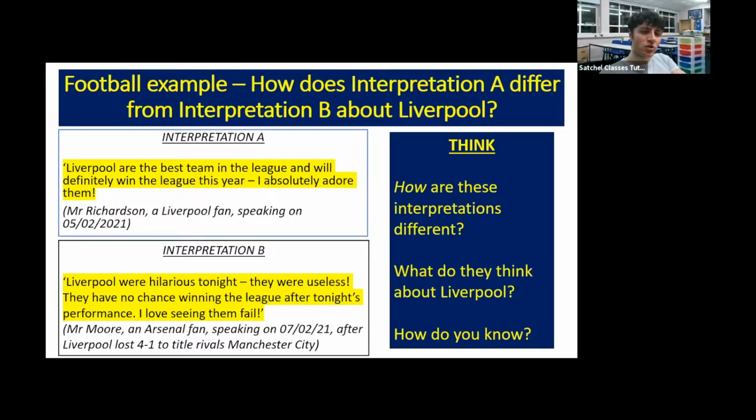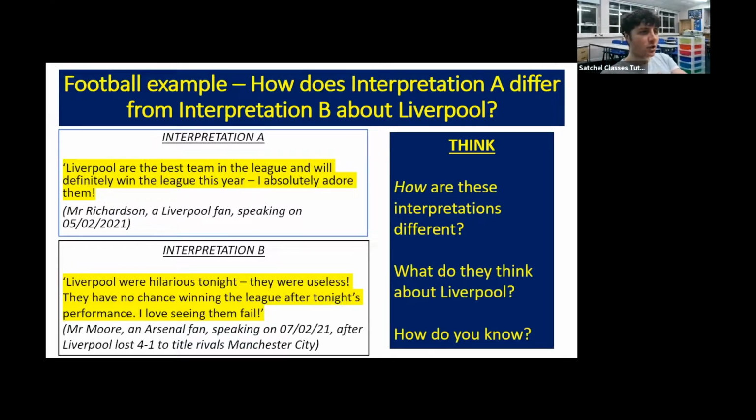Then we need to try and find some evidence from the interpretation that is going to back up what I've just said. So I've just said that interpretation A is positive, but what's my proof? What quotation am I going to use? Again, you may wish to pause the video here and see if you can pick out a quotation that proves that A is positive about Liverpool.